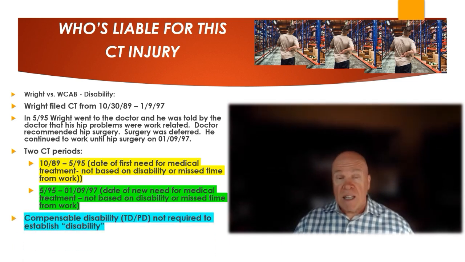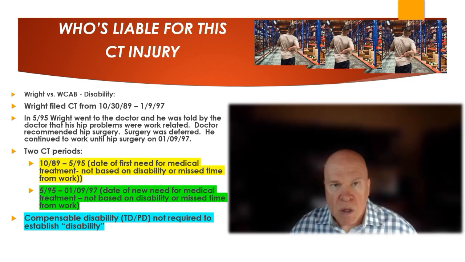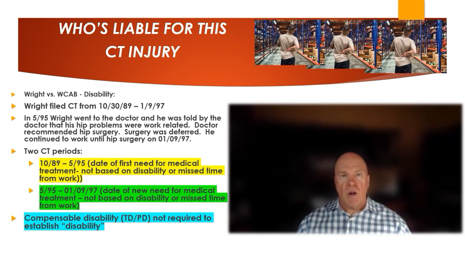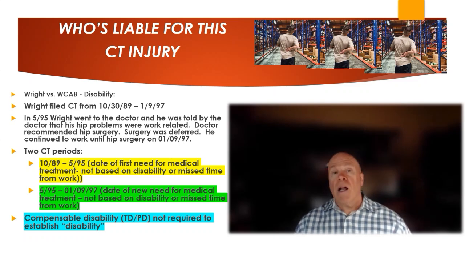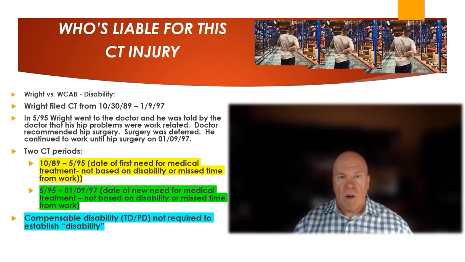So fascinatingly, in this case, similar to our last case, compensable disability in the form of either temporary disability or permanent disability was not required in order to establish the disability. In this case, okay, we already had knowledge. We had knowledge. Now all we need is disability, and for those two to intersect in order to qualify for a date of injury under Labor Code 5412, the compensable disability was not required. All that was required was a need for medical treatment.